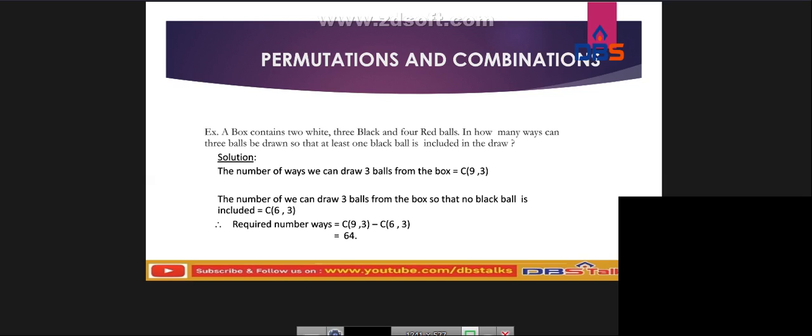See, the number of ways we can draw 3 balls from the box is C of 9 comma 3. Next, the number of ways we can draw 3 balls from the box so that no black ball is included equals C of 6 comma 3. Therefore, the required number of ways equals C of 9 comma 3 minus C of 6 comma 3, that equals 64, is the answer.